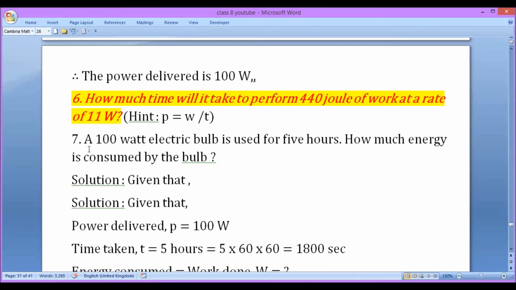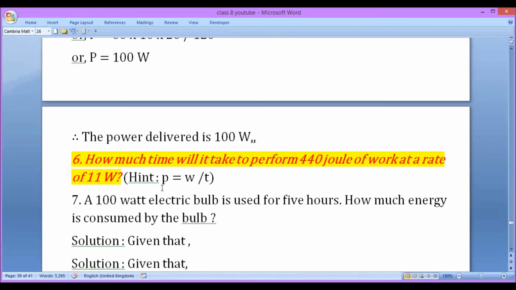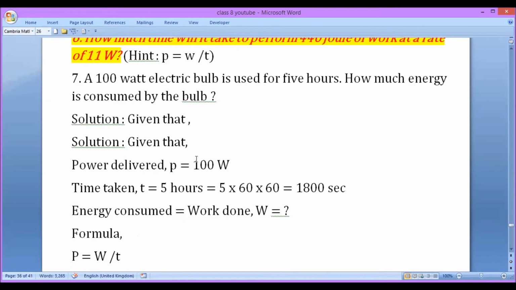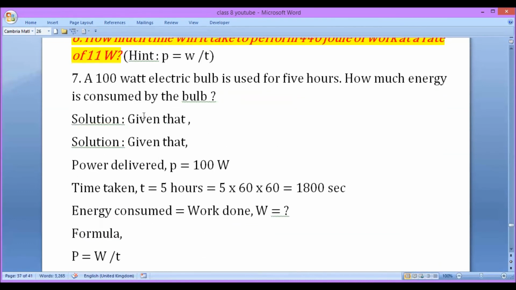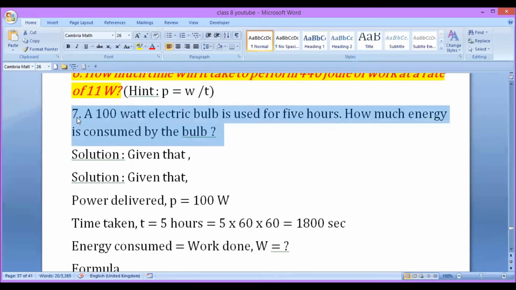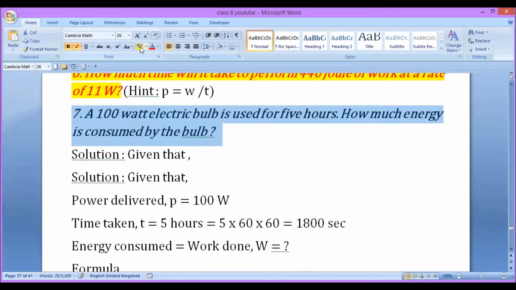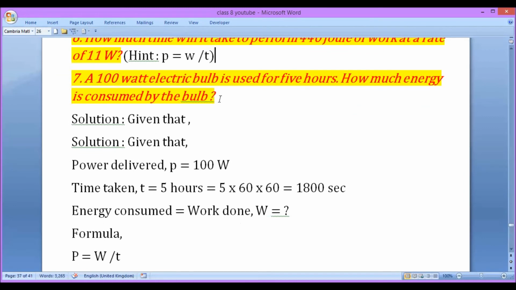Okay, question number 7. Nearly there are two questions only. Question number 7, look at here. Highlight this question first. Now read the question properly.